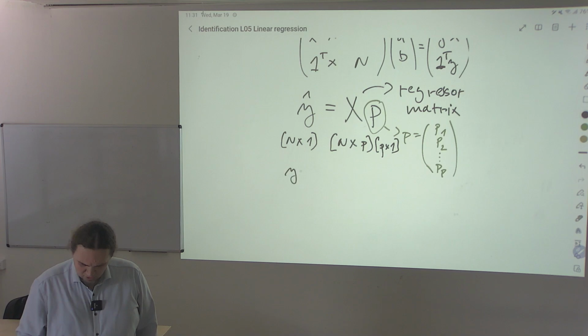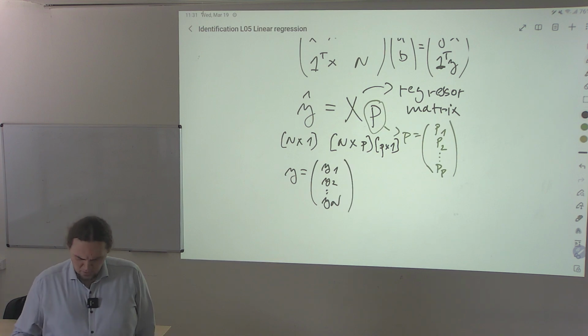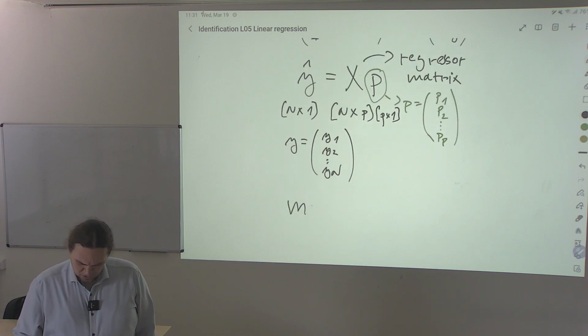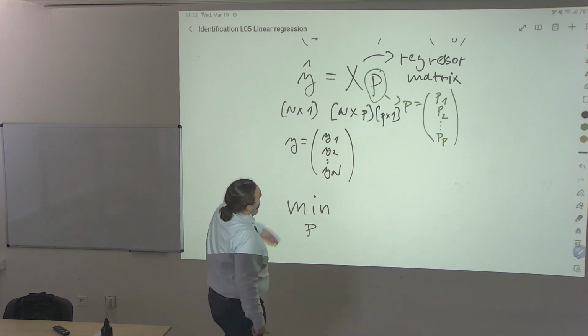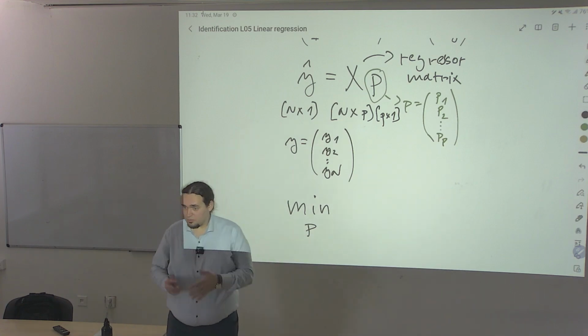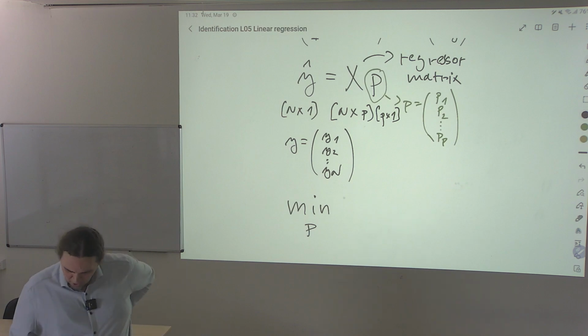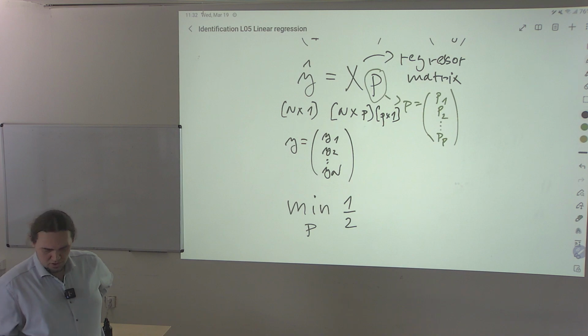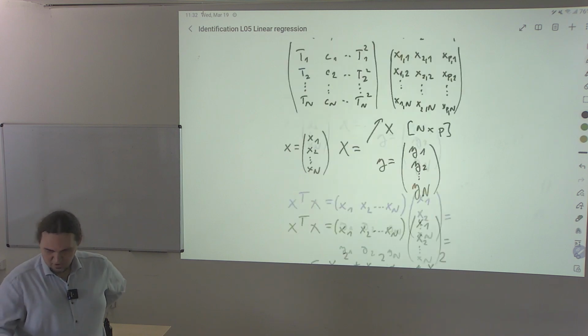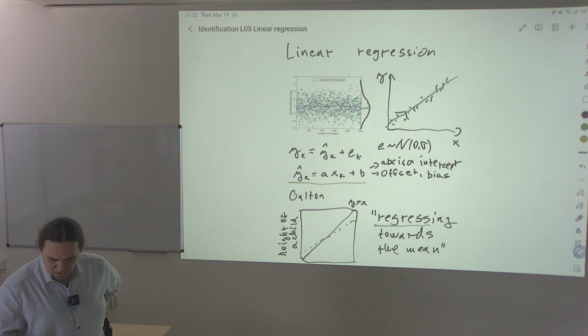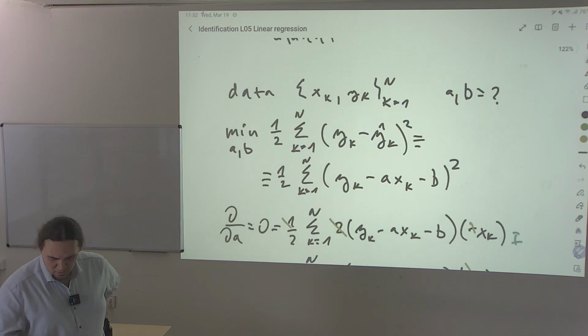So of course it's the same size as our measured data, which means we can now pose finding the parameters P, again as an optimization problem, a least squares problem. What can we do? So minimization of 1/2. That's what we started with.